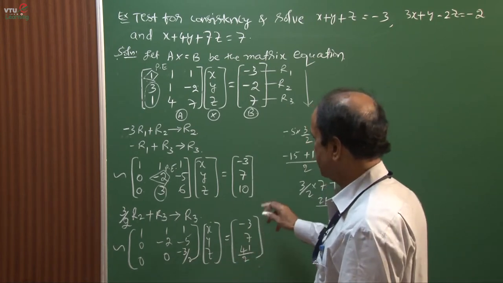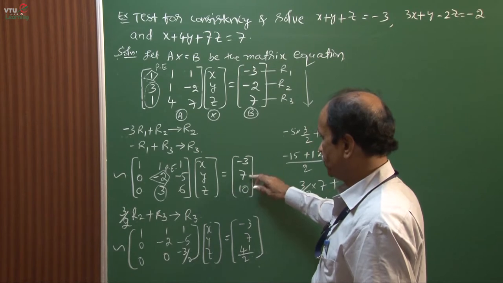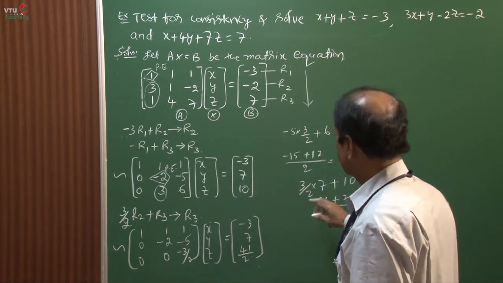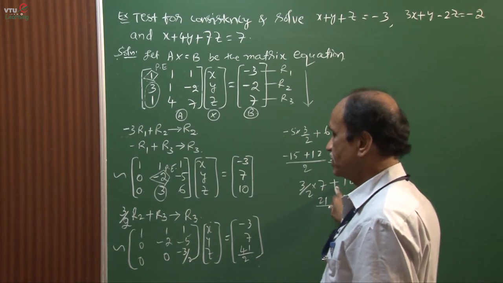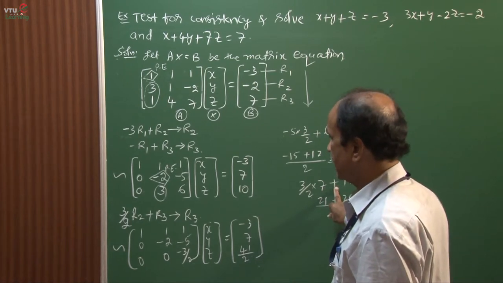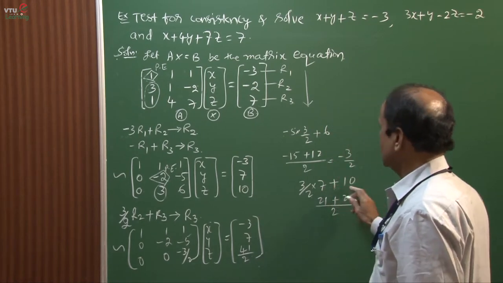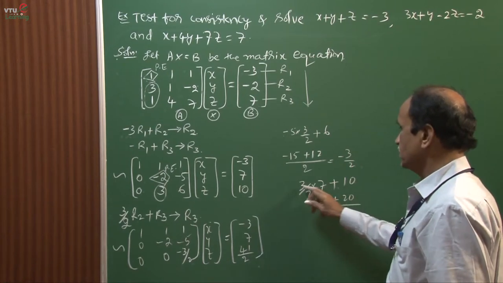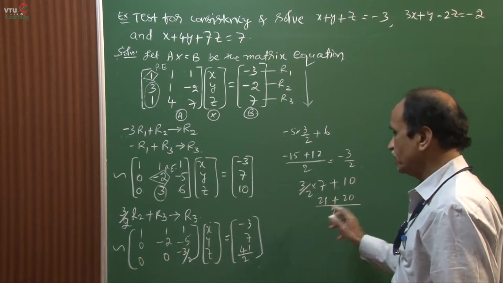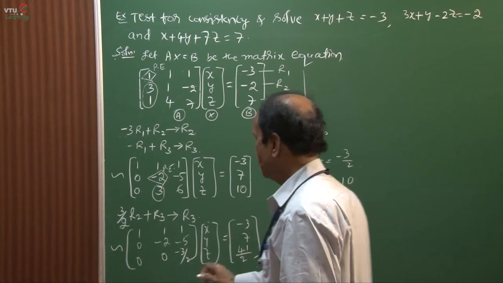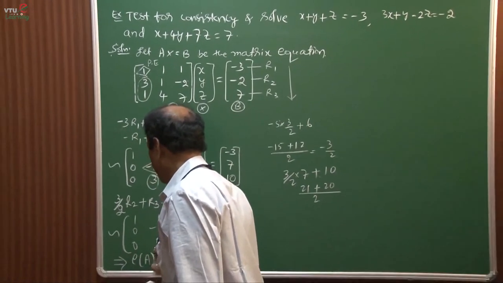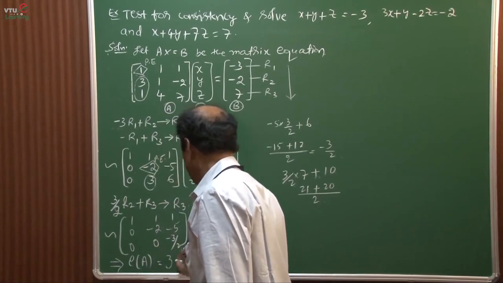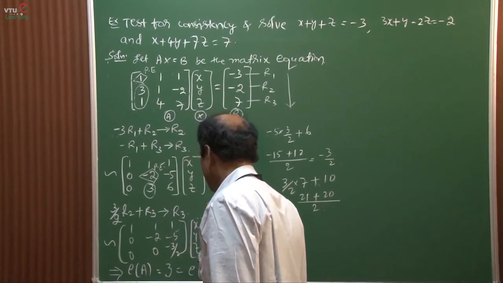And minus 3 by 2, and between these two, 7 and 10, that is minus 3 by 2 into 7 plus 3 by 2 into 7 plus 10, and 10 2s are 20, 7 3s are 21, that is 41 divided by 2. This implies the rank of A is equal to 3, this is equal to the rank of AB.